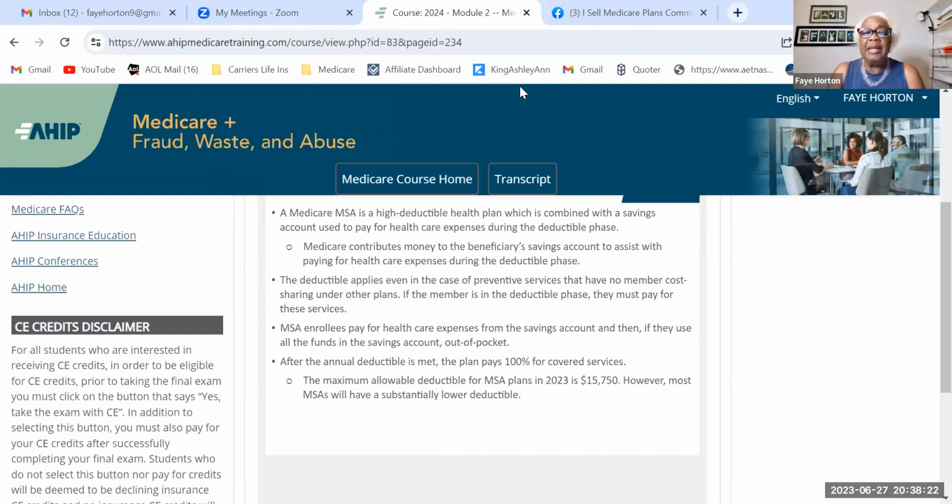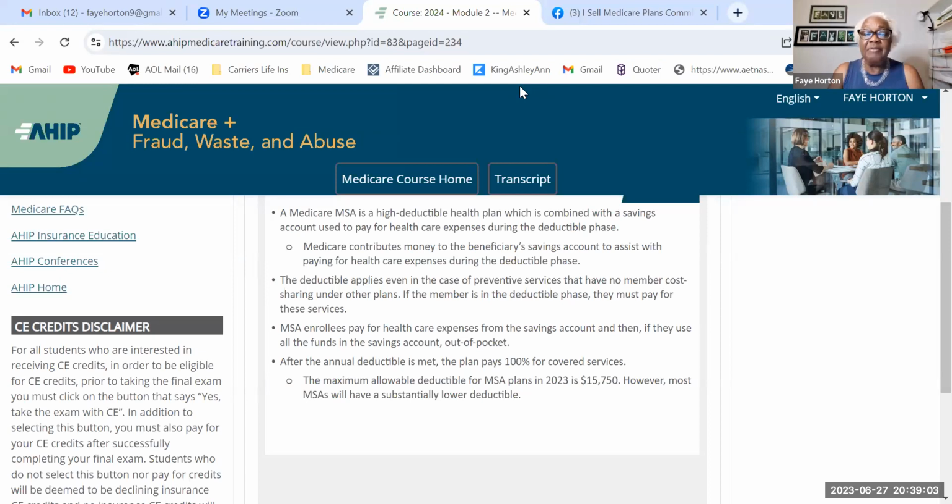Moving right along to Medicare Savings Account. The Medicare Savings Account is a high deductible health plan which is combined with a savings account used to pay for healthcare expenses during the deductible phase. Medicare contributes money to the beneficiary's savings account to assist with paying for healthcare expenses during the deductible phase. The deductible applies even in the case of preventive services that have no member cost sharing under other plans. If the member is in the deductible phase, they must pay for those services.